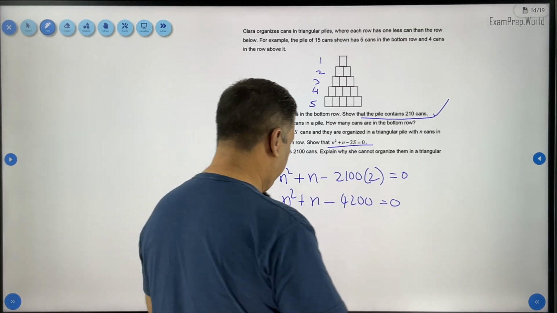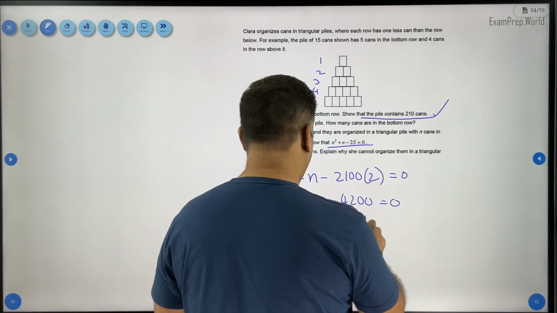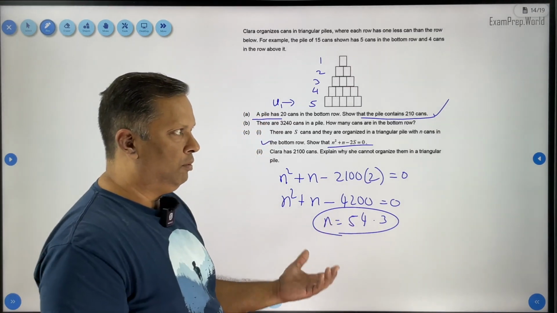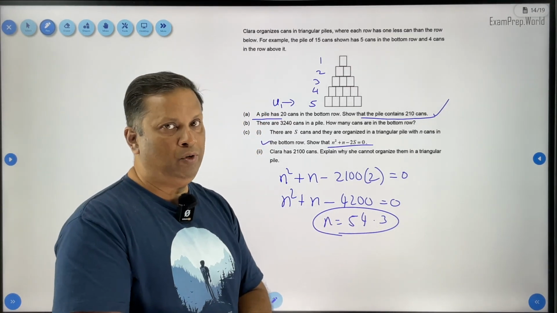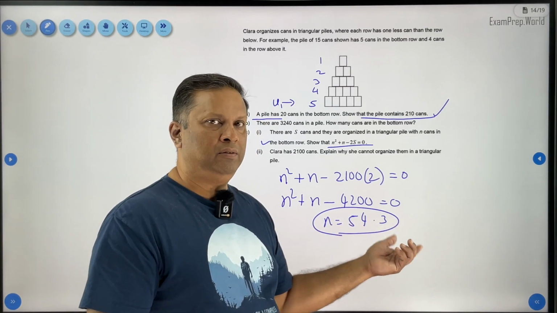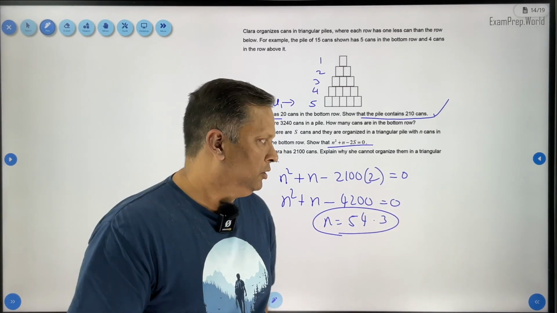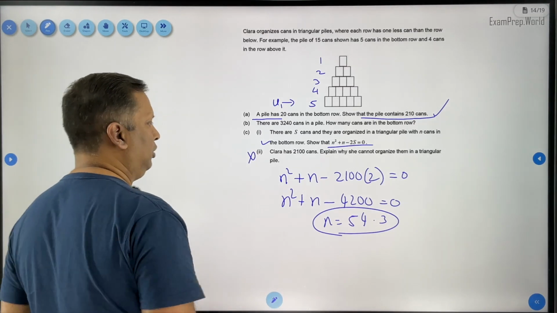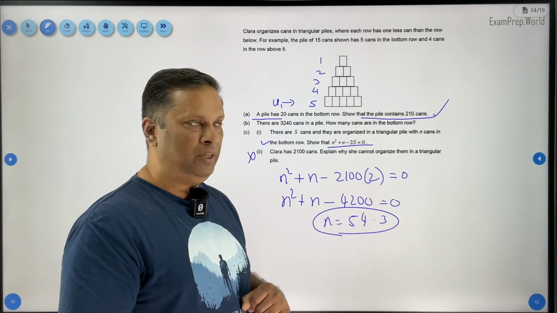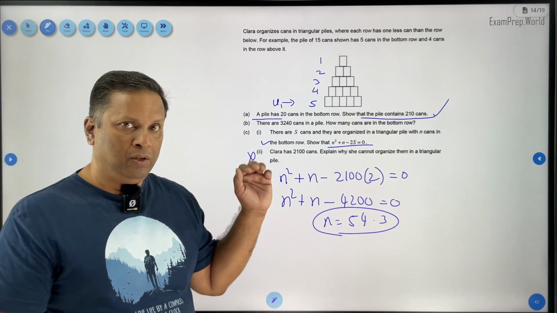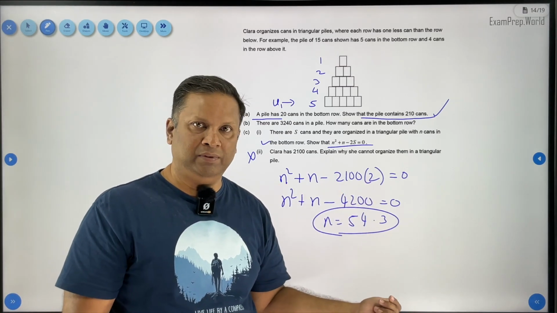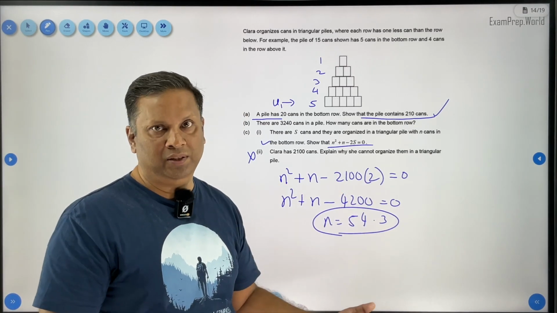We get n equal to 54.3. But the number of rows must be a whole number, right? So she won't be able to organize them. She can have a maximum of 50 rows and still a few cans will be left out. So it is not possible because n is not a whole number. I hope you got this. These are the kind of questions you should be very careful about. Your focus should be on these, which are actual applications of arithmetic sequences or geometric sequences, whatever you have learned in this chapter.